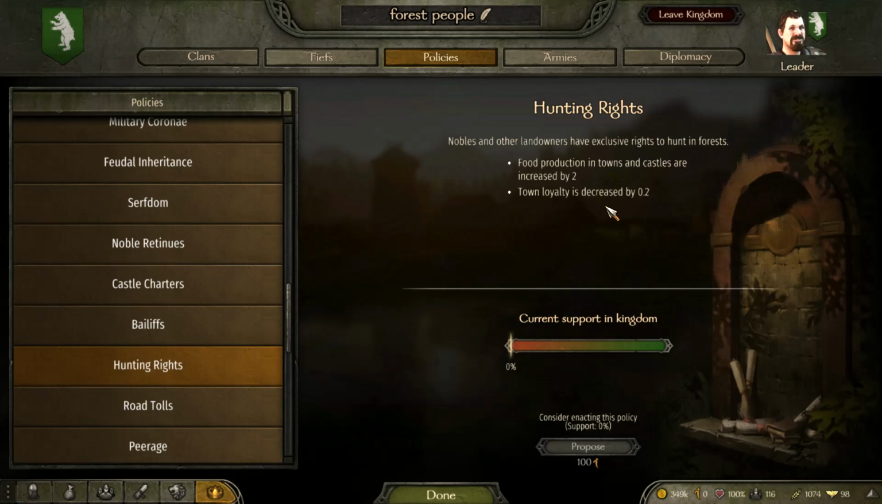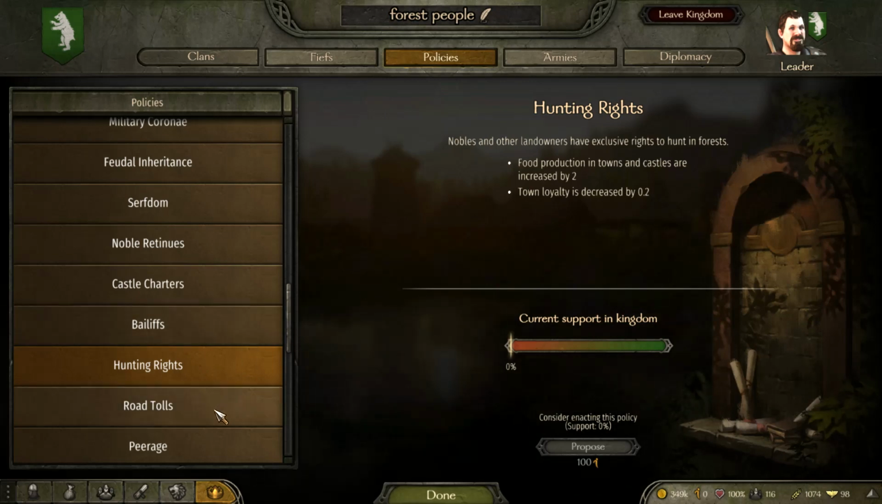So again, that's another really good one. The negative's not that high. It's only 0.2 loyalty, and you're getting +2 food production. So it could be something that's really good, especially during wartime, and you need to build out that food a lot quicker if places are getting sieged. So that could be a really good policy to go with initially as well.